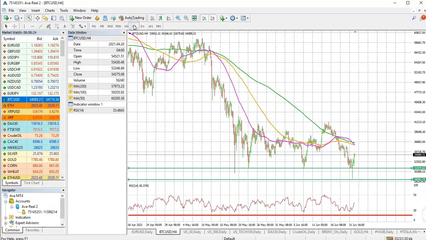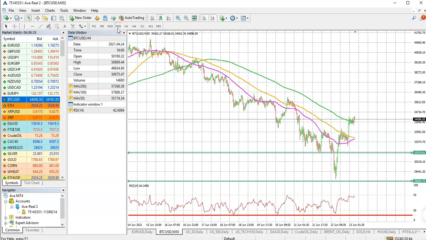Now quickly looking into the 4-hour time frame, what we really need to see over here is the price breaking above these moving averages. In addition to that, if we go into a 30-minute time frame, we can already see the bullish momentum coming in. But what we need to see is the price staying above the 50-day simple moving average over here. And if the 50 moves above the 100, that would be a further bullish signal in terms of Bitcoin price action.